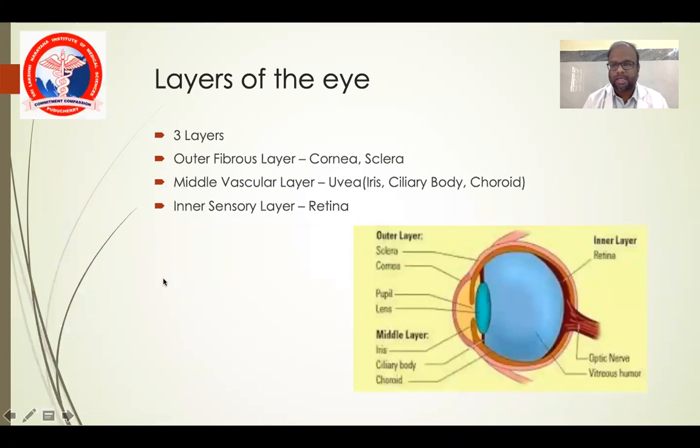So basically, coming to the layers, the eye has three layers, namely the outer fibrous coat, which consists of the cornea and the sclera, and the middle vascular layer, which consists of the uvea. The uvea in turn is made up of three parts: the iris, the ciliary body, and the choroid. The vascular middle layer provides nutrition to both the outer fibrous layer and the inner sensory layer, the retina.